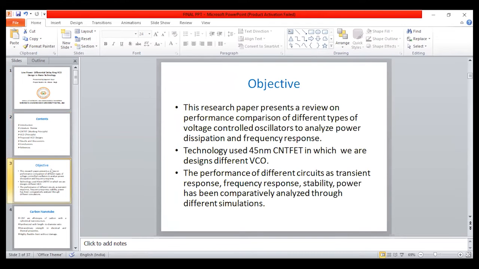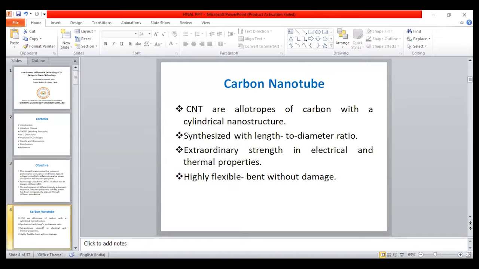First, we talk about our project objective. This research paper presents a review on the performance comparison of different types of voltage controlled oscillators to analyze power dissipation and frequency response. The technology we used here is 45 nanometer CNT FET, with which we designed many designs based upon VCOs. The performance of different circuits in transient response, frequency response, and power has been comparatively analyzed through different simulations.